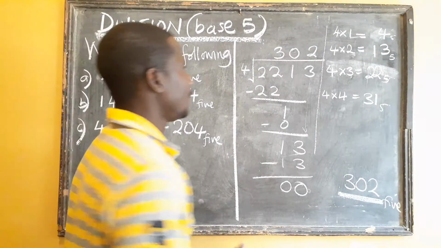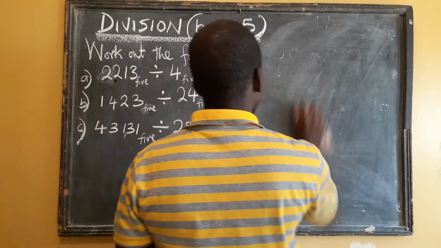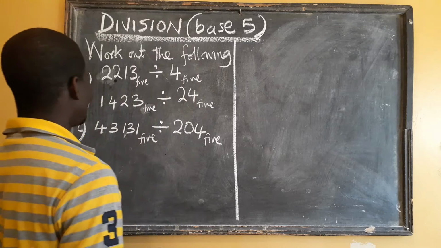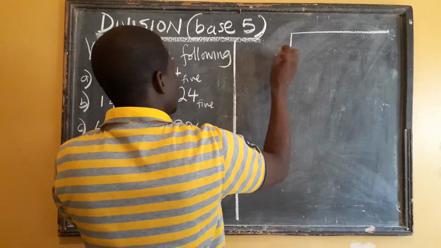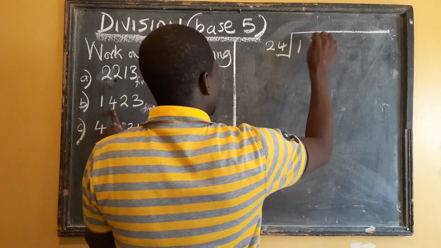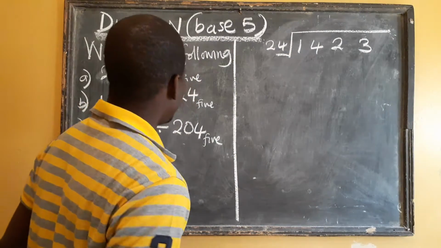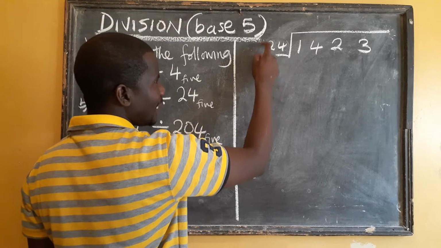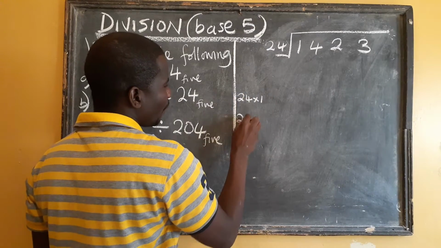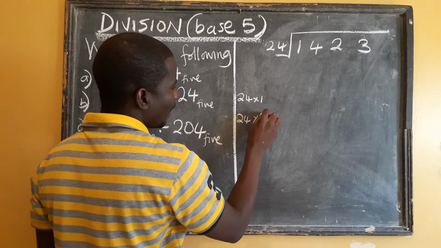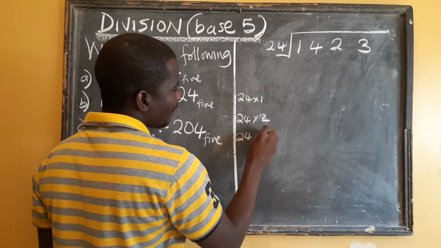If you have not, please get the concept. On the second question, so here, the second one, what are we talking about? We have 24 divided into 1423. Now, remember, I said the first thing that we're supposed to do is to multiply this one by numbers. What numbers? 24 multiplied by 1, 24 multiplied by 2, 24 multiplied by 3, 24 multiplied by 4.